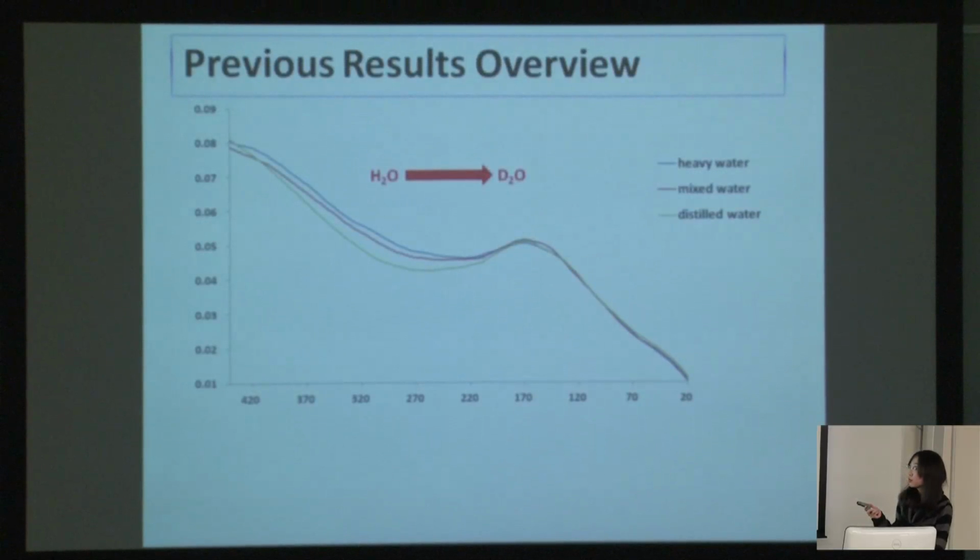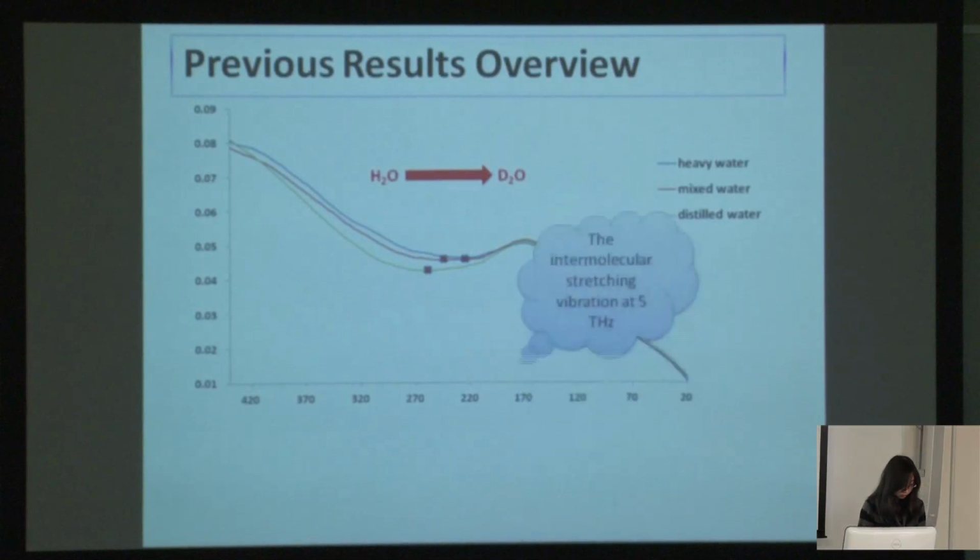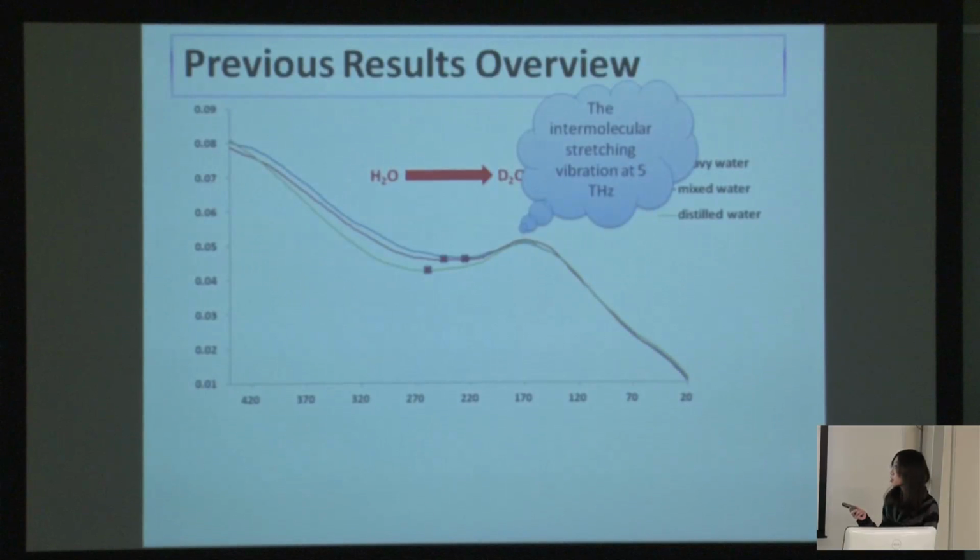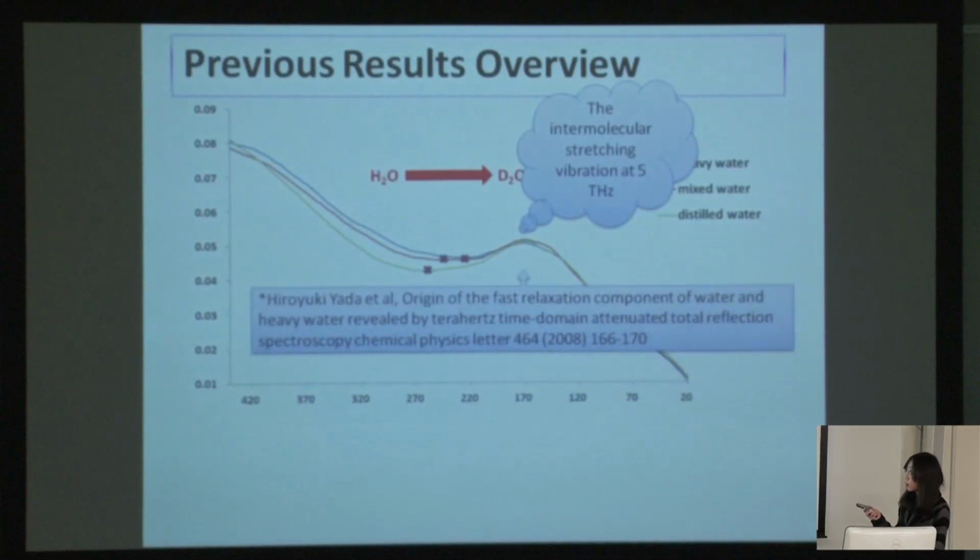Okay, now I will do a very quick previous result overview. This is the result of heavy water, mixed water, and distilled water measured in the terahertz region. We can see from this figure, first, the curve has some value shift from distilled water to heavy water. And also, according to a reference, water should have a vibration stretching band at 5 terahertz. My data match the reference very well.